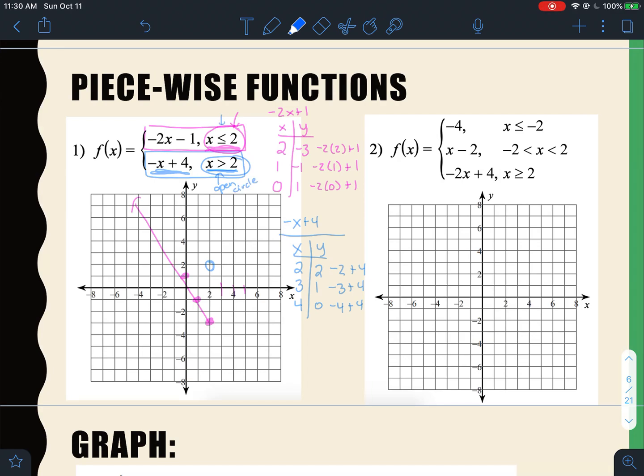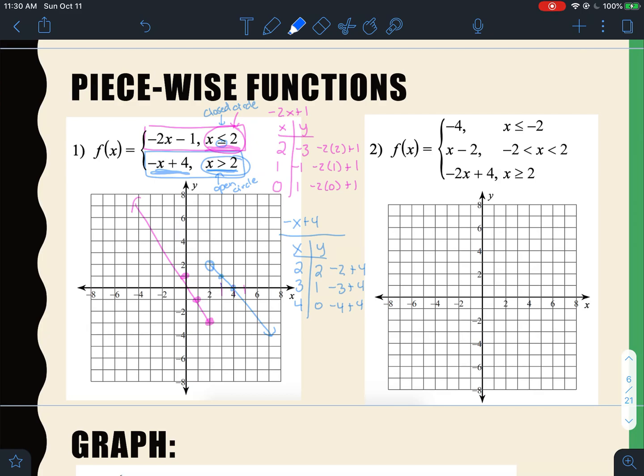And then on this one, since it was less than or equal to 2, that's going to be a closed circle on the graph, showing that it can actually equal that number. So at 2, 2, I'm going to have an open circle. Then 3, 1. And then at 4, oops, I went the wrong way. 3, 1. And then 4, 0. So now that part of the graph is going to look like that.